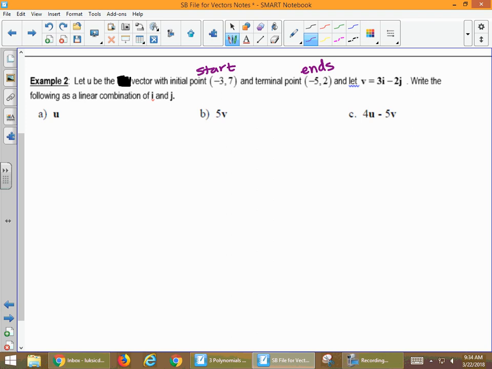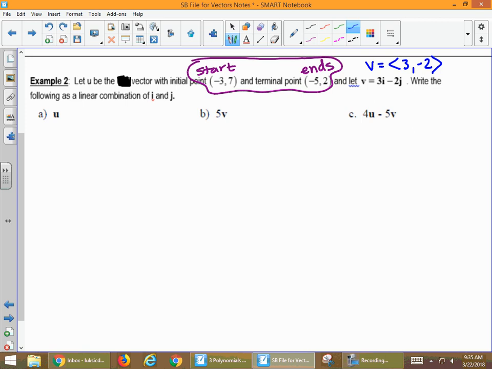So we're going to have to find vector u here in a second, but I just want to use vector v here as an example. 3i, negative 2j is written with that standard form I and j terminology. That is the same as this in component form. So 3 is in front of the i. That tells you that 3 is the horizontal component. Negative 2 is in front of the j. It tells you that negative 2 is the vertical component.